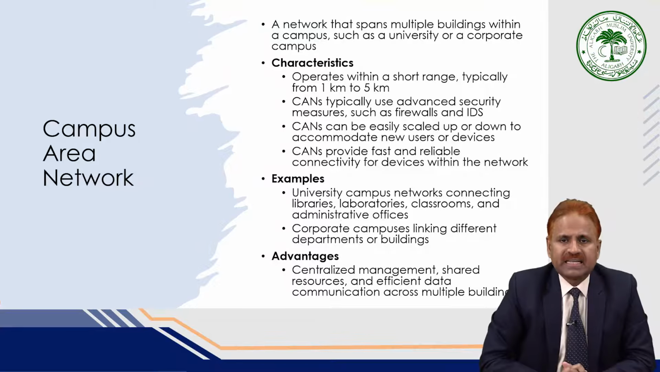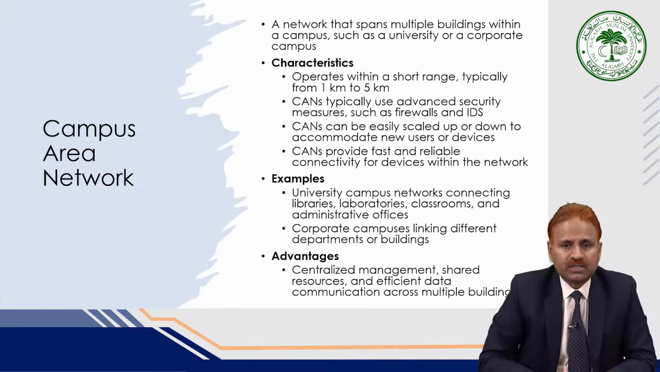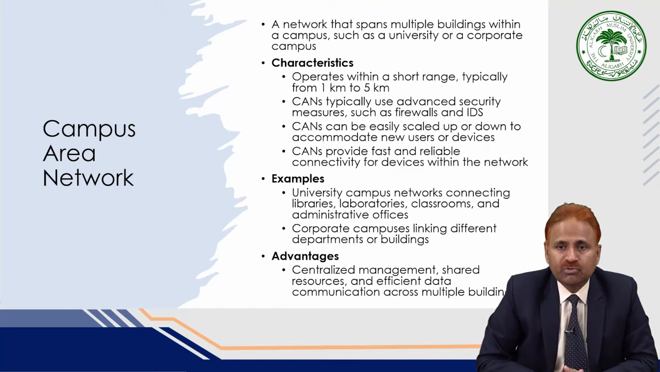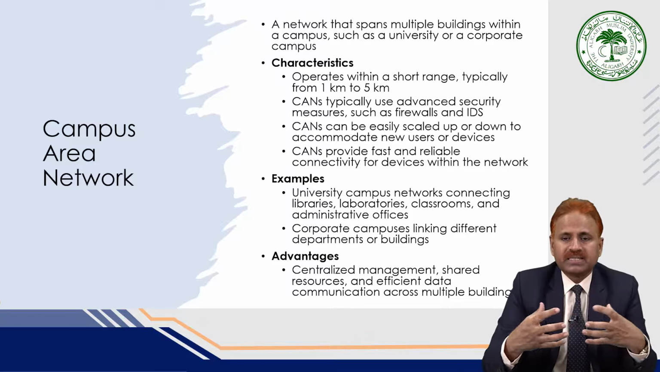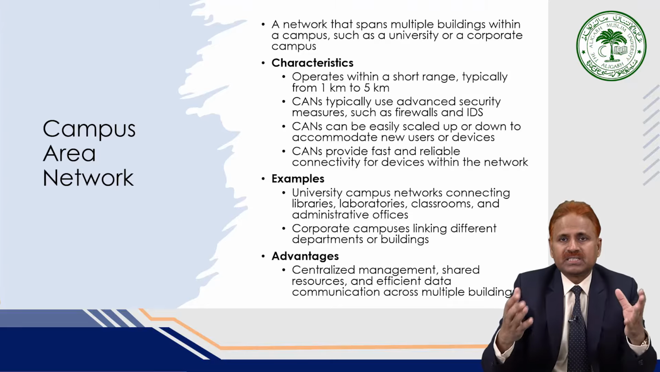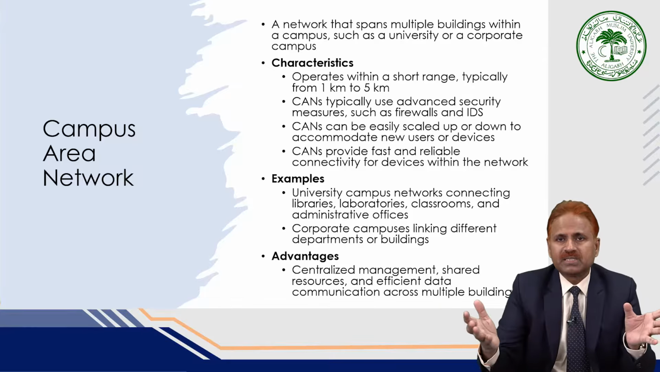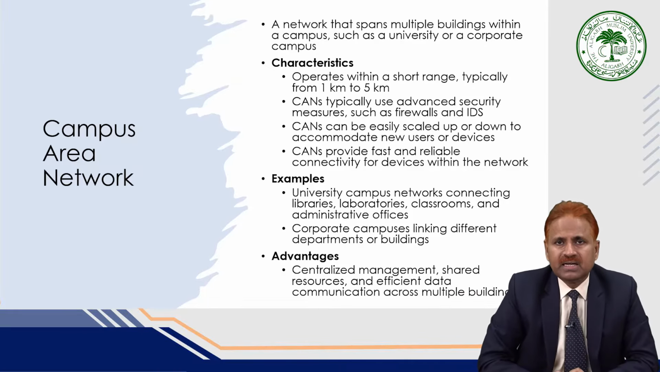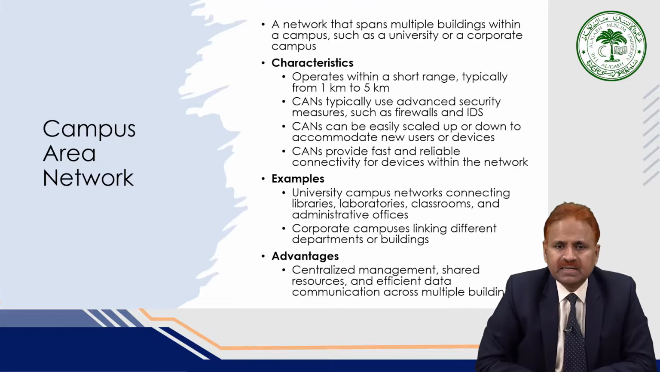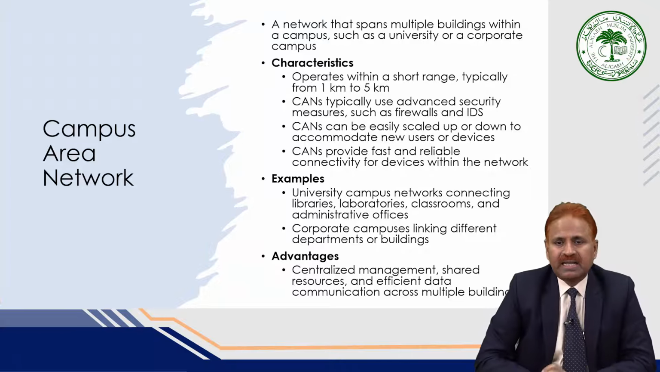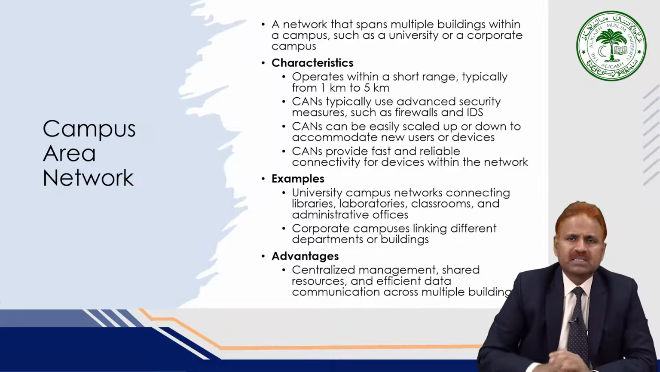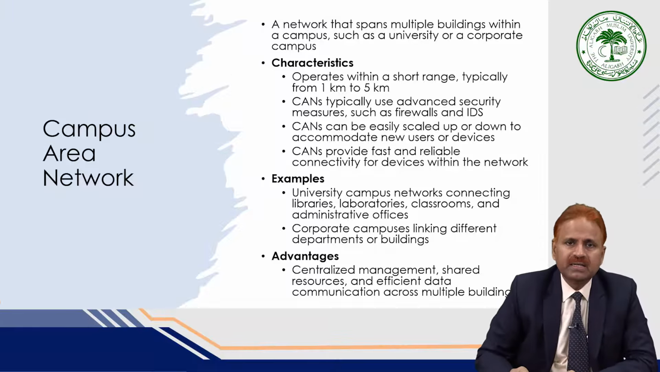So CAN provides fast and reliable connectivity for devices within the network. Examples include a university campus network connecting libraries, laboratories, classrooms, and administrative offices in a university setup, or in a corporate setup, linking various departments. Say for example, the HR department is there, the accounts department is there, other departments are there. You can connect all these departments with each other to form a campus area network. It allows centralized management of data, shared resources, and efficient data communication across multiple buildings. So these are some of the advantages or uses of campus area network.